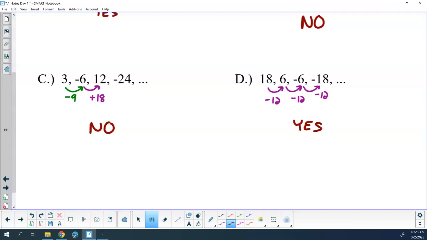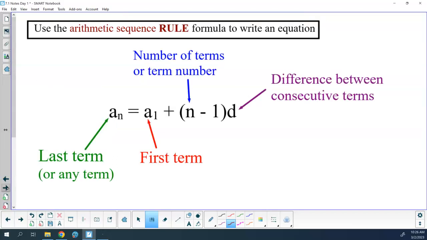Adding and subtracting. Today, tomorrow, and Monday. So, this is important for you. Okay? This is the arithmetic rule that you will use to write an equation. There are 4 parts to said rule. Okay? So a sub n equals a sub 1 plus the quantity n minus 1 times d.